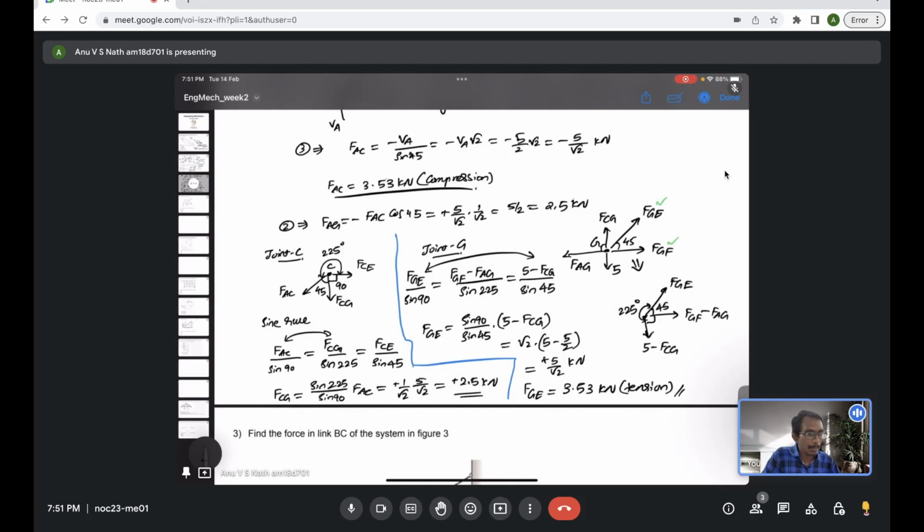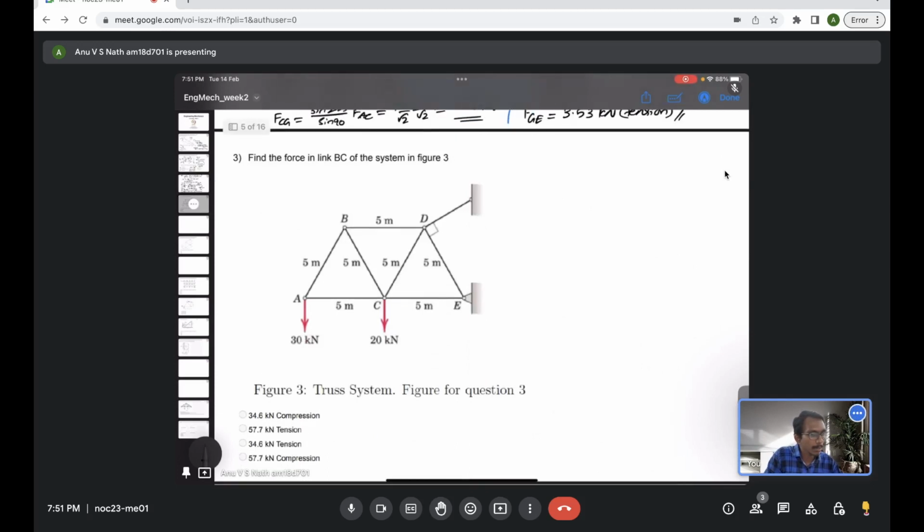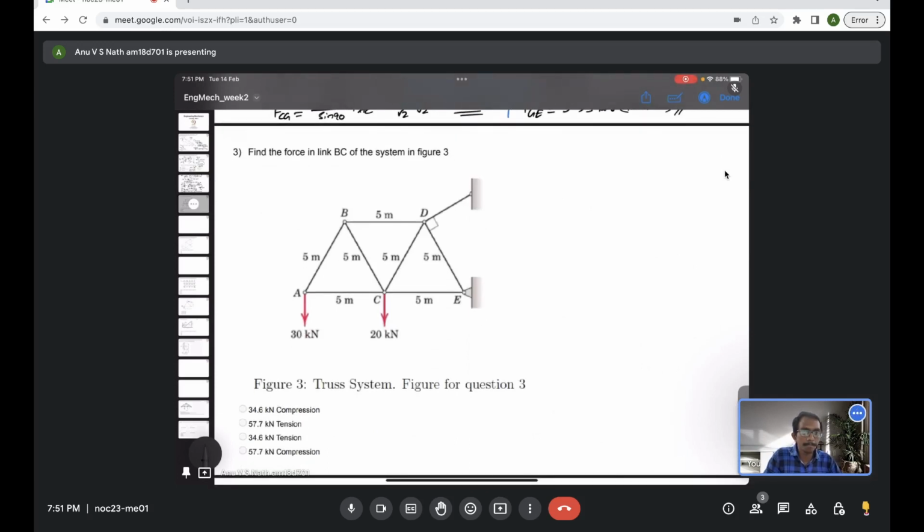Okay, so if no doubt, we will proceed to the next question. Find the force in the link BC. Where is link BC? Yeah, here link BC. Let's say this is FBC. So we need to evaluate what is the force in link BC of this particular system. Various options are given. So I will give you some time to do it yourself. Then I will explain how to do it. So here all the triangles are isosceles.